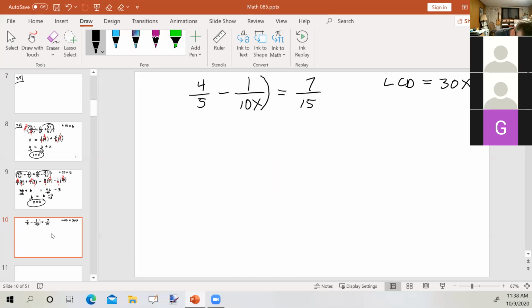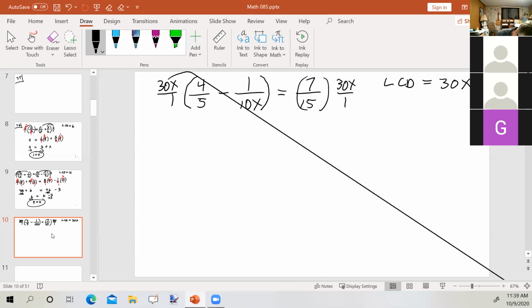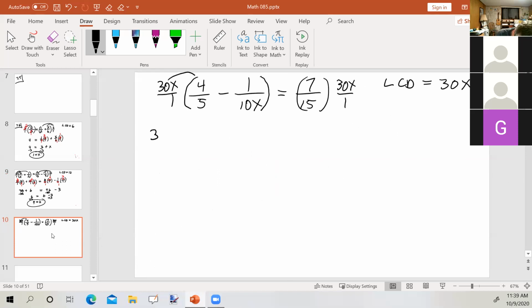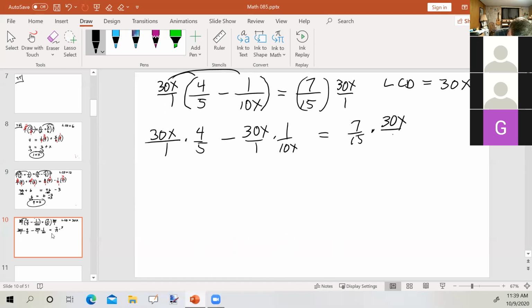So we're going to multiply both sides of the equation by 30x. I'm going to distribute 30x times 4 fifths minus 30x times 1 over 10x equals 7/15 times 30x.